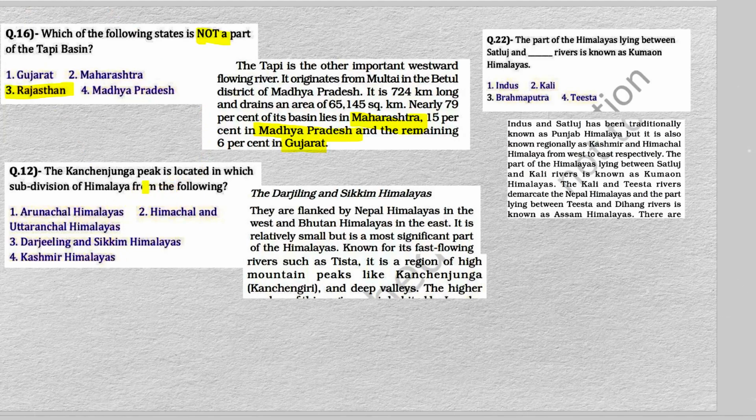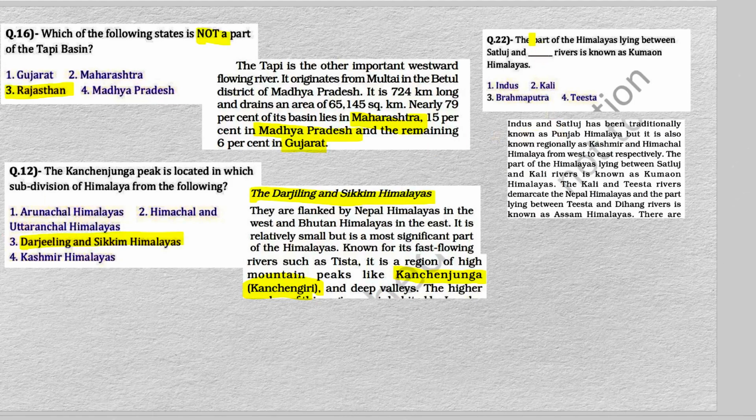The next question is, the Kanchenjunga peak is located in which subdivision of Himalayas? So here you can see the Kanchenjunga, which is also known as Kanchengiri. It is a part of the Darjeeling and Sikkim Himalayas. So here the answer 3 is again correct.